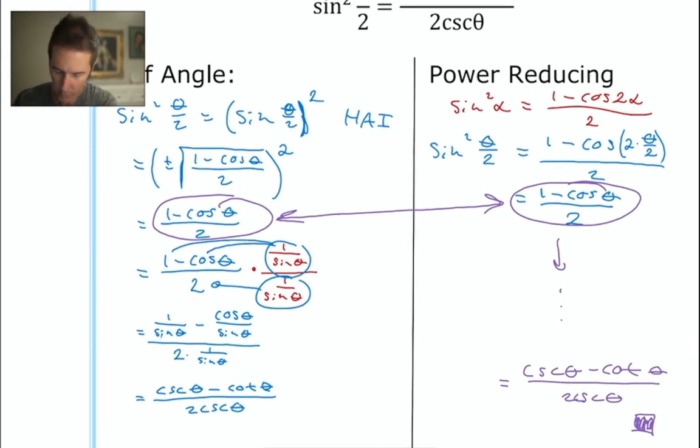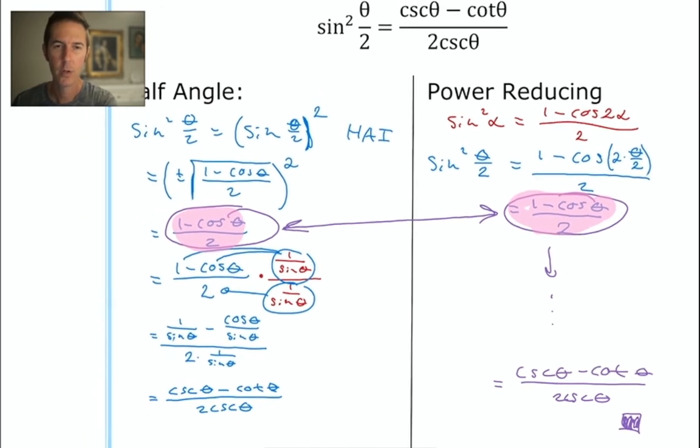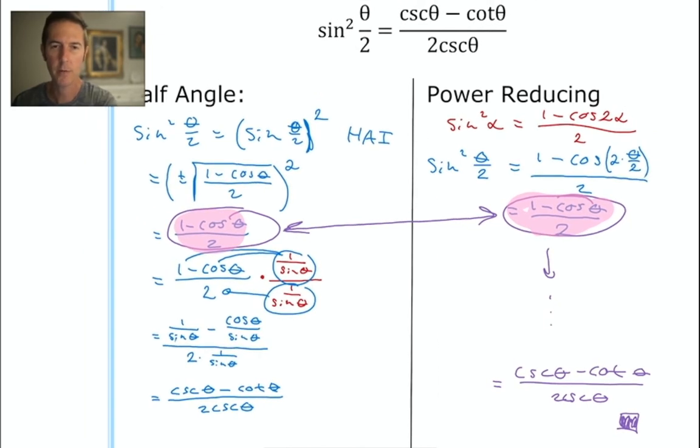When I got to this point right here, and I saw that I had a 1 minus cosine theta over 2, I realized I've seen that before. So the rest of this problem in the right-hand column proceeds exactly the same way as the rest of the problem proceeded in the left-hand column, delivering us, yet again, 2 cosecant theta minus cotangent theta all over 2 cosecant theta.